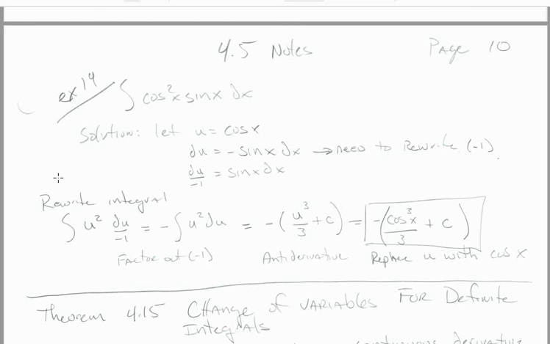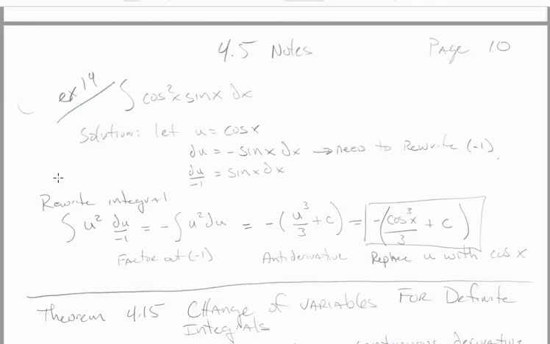So we need to make sure that we replace du over negative 1 with sine x dx. We've got to divide both sides by that negative 1. So now when we rewrite the integral here, we're going to get the integral of u squared times du over negative 1. That negative we can pull out in front of the integrand. So it's going to be negative the integral of u squared du.